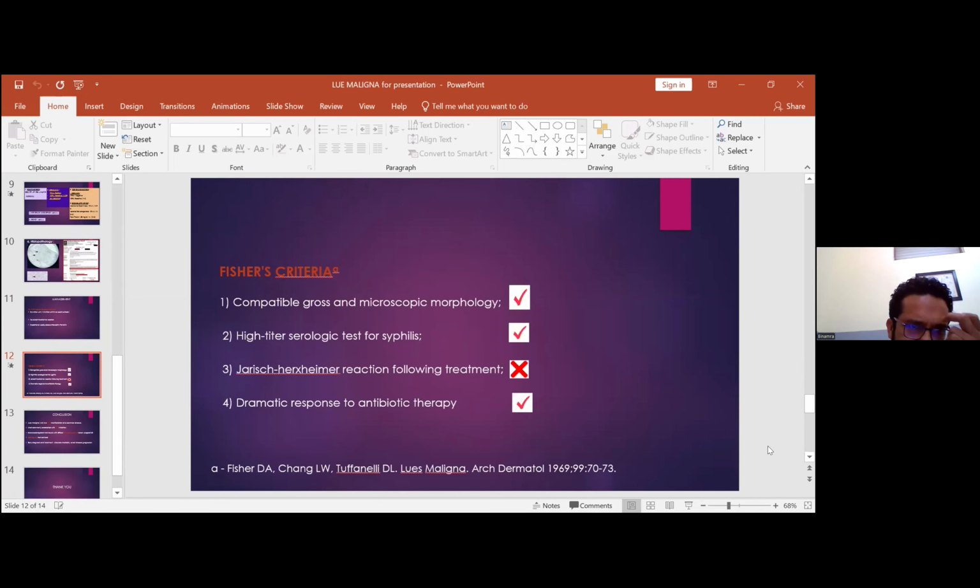And in Fisher's criteria, like I told before, it was compatible with gross and microscopic morphology. High titer of serology, VDRL, was there. Reaction was not there, but there was a dramatic response to antibiotic therapy.